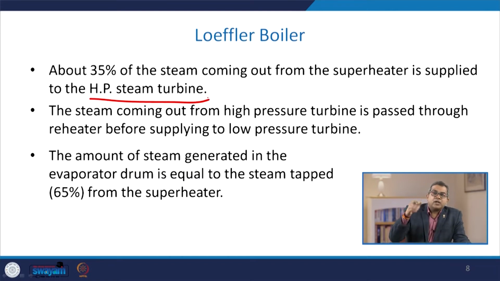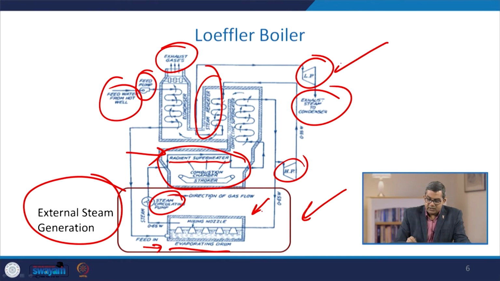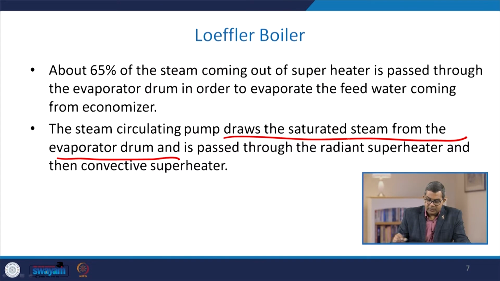The steam coming out from the high pressure turbine is passed through a reheater before being supplied to the low pressure turbine. Here you see that this is the low pressure turbine and this is the high pressure turbine.